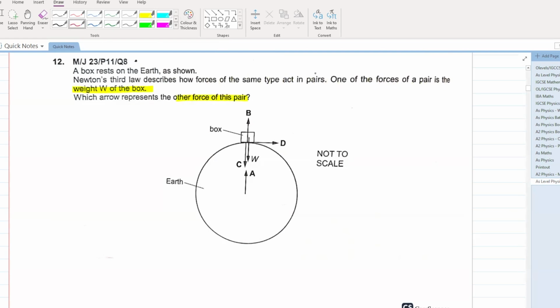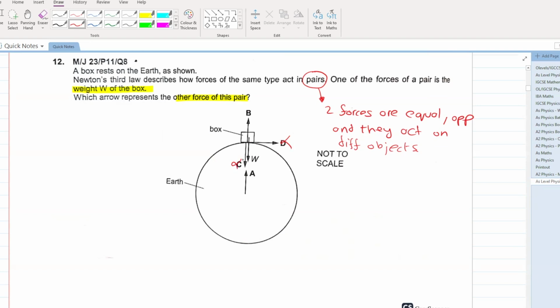So the pair of forces which Newton's third law refers to tells us that the two forces are equal, opposite, and they act on different objects. Here, a force opposite to W will be either B or A. C and D can get cancelled out.